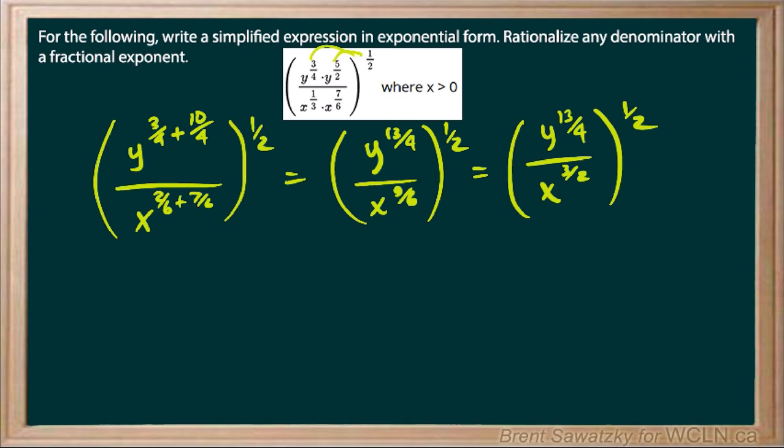Okay, so now probably a good time to bring in that 1/2. So y to the 13/8 now. In other words, we're multiplying 1/2 by each of the exponents. And on the bottom, we would have x to the 3/4. And now we've dealt with that 1/2, so we don't have to write that anymore. And so, basically at this point, we're done.